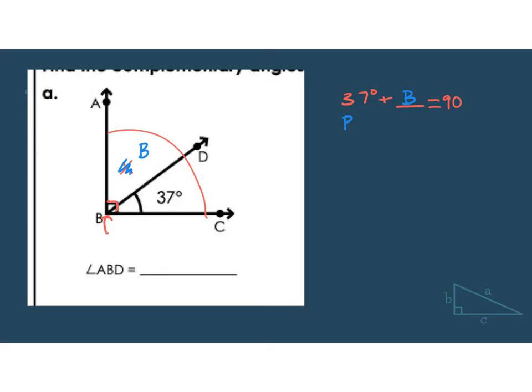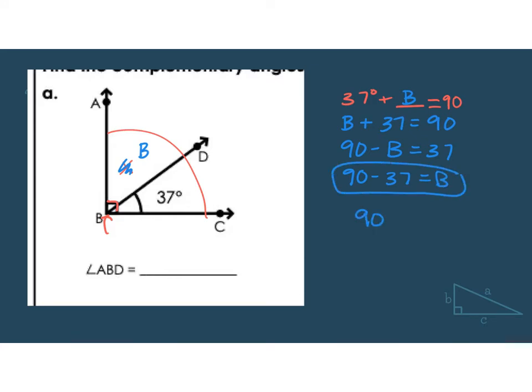And I'm going to do my fact family to help me figure out what my answer is going to be. So I just switched around the addition. Now I'm going to do subtraction. 90 minus b equals 37. 90 minus 37 equals b. We're working with something here. So we'll do 90 minus 37.